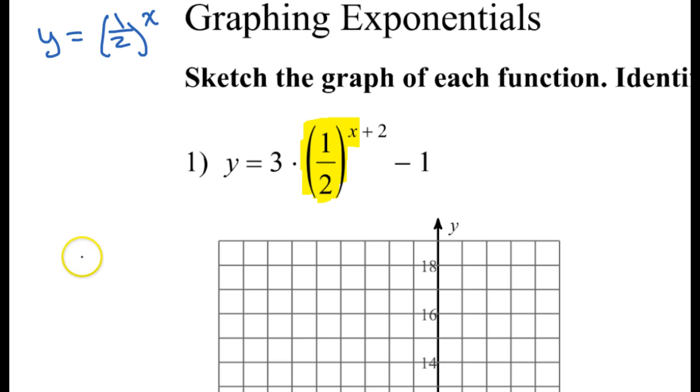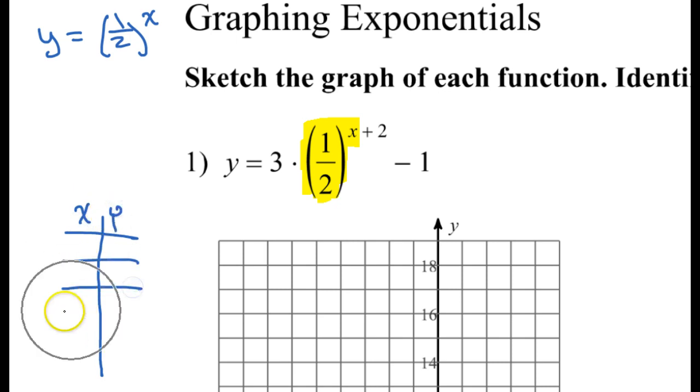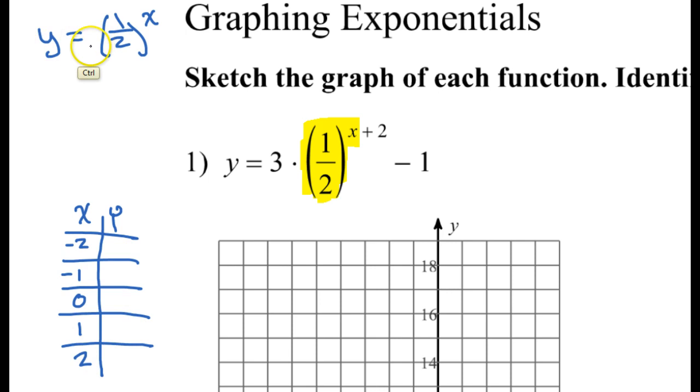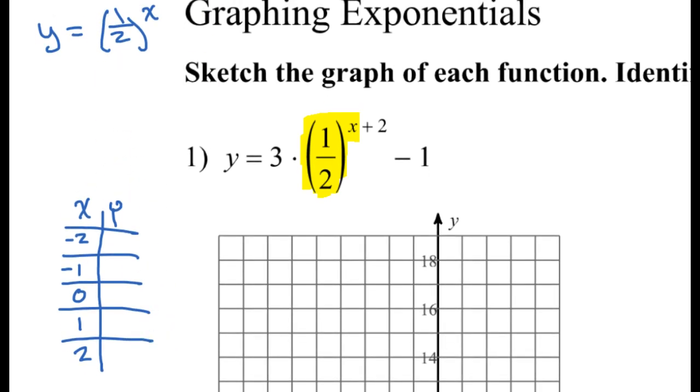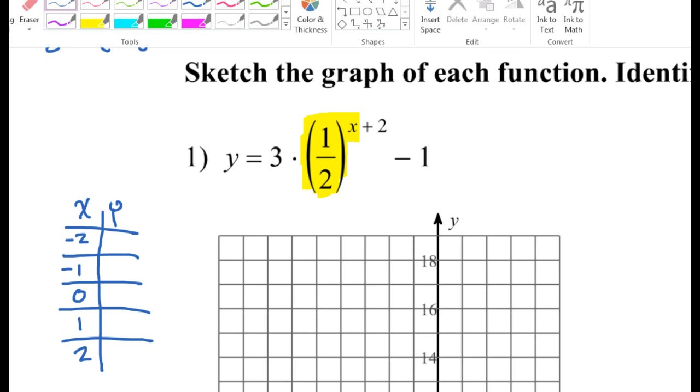So what you do is you make yourself a table of values. Okay, x's and y's. And we're going to do 5 values. For the x values, we will do -2, -1, 0, 1, and 2. And for the y values, we will use this parent function. So let's start at the bottom, because that's always going to be easier.